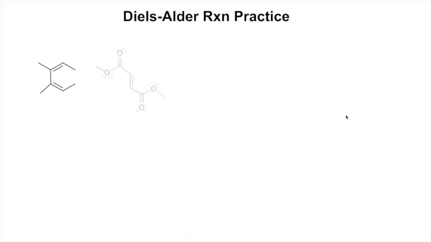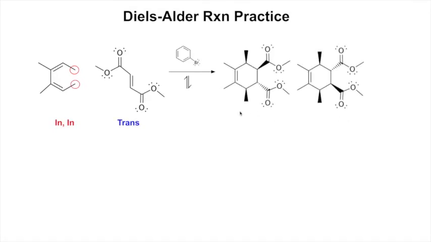Next up, I've got this diene and this dienophile, heated up at reflux with bromobenzene. This group right here, the methyl, is inside. That one is inside. So it's an in-in. And that one is trans. So what do we get? We should get cis methyls because it was in-in, and we did. And we should get trans on our esters, which we did.